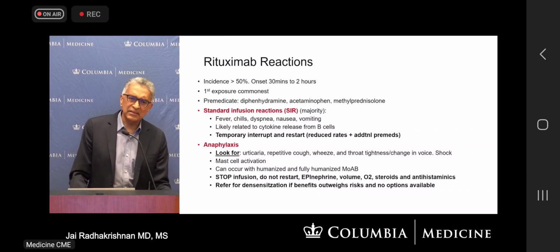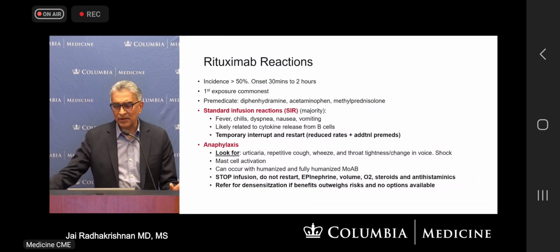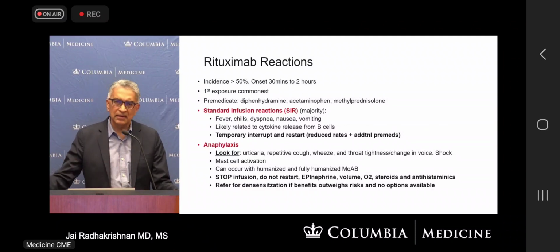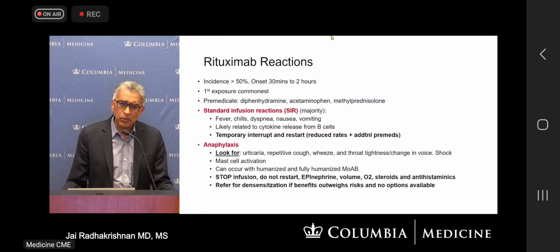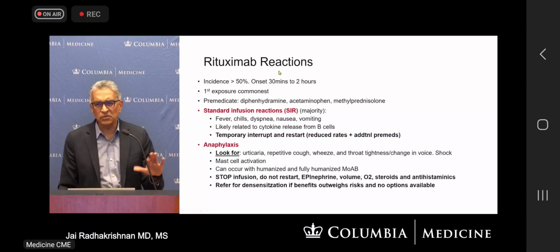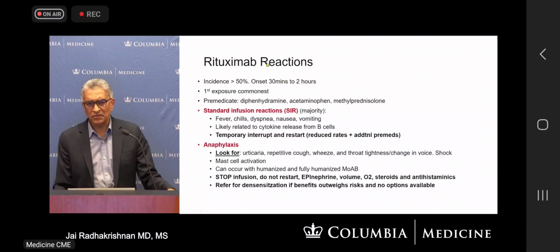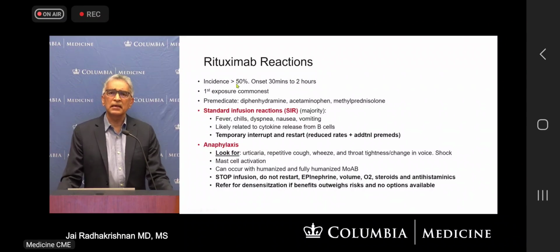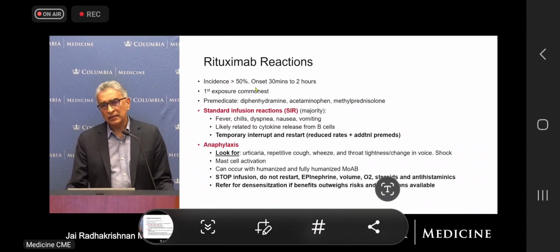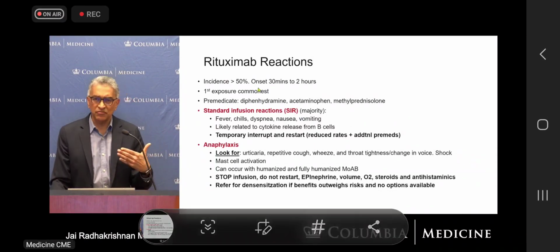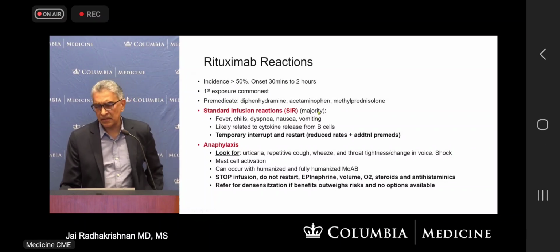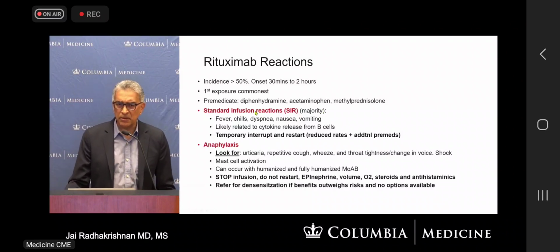When you look at reactions, everyone who gets rituximab will get a reaction to some extent, from a little itching or mild reactions to the most fulminant, life-threatening reaction. The important point to note is that it occurs very quickly, usually within 30 minutes to an hour, hour and a half after you start the rituximab. And it's commonest in the first exposure, because as B cells die, they release cytokines, and it feels like the patient's got the flu. We all use pre-medication with diphenhydramine, acetaminophen, and methylprednisolone, but people do break through.